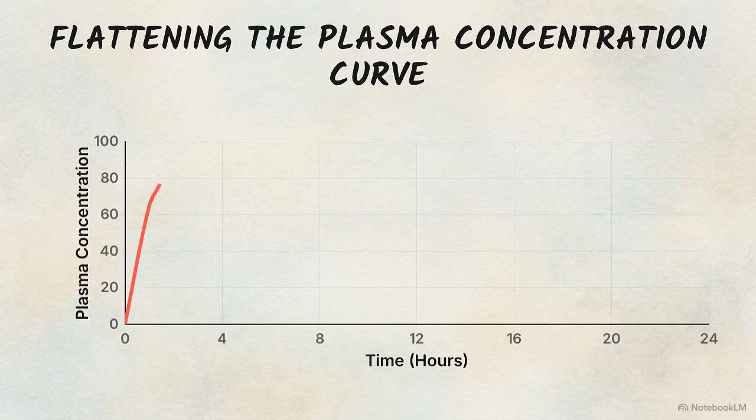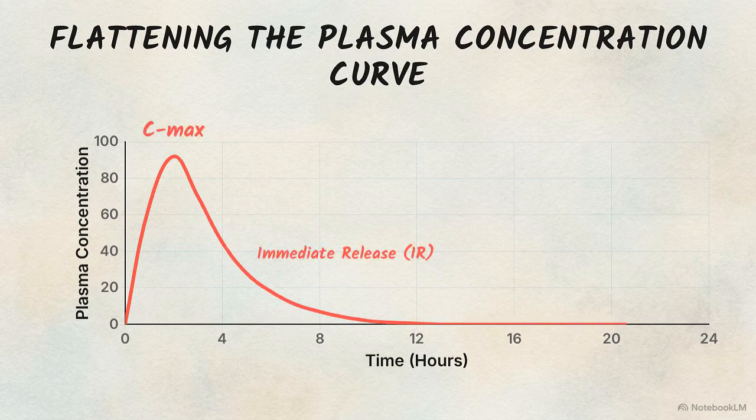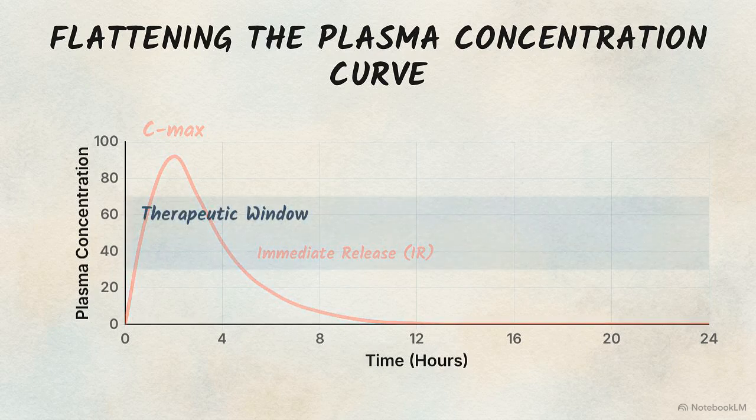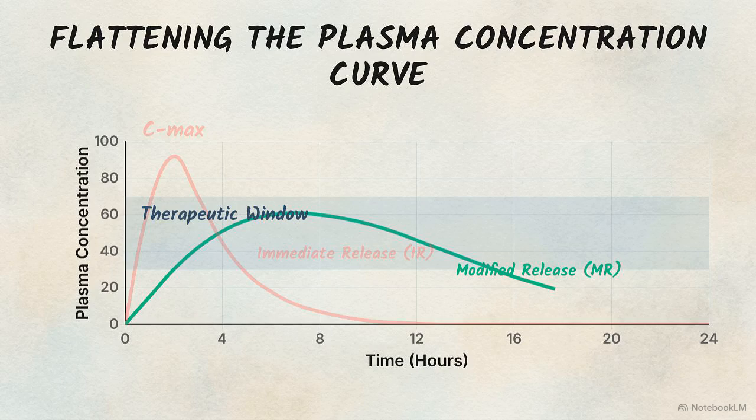We see an immediate-release plasma curve generating a sharp peak, known as Cmax, and then a rapid drop. Overlaid here is the horizontal therapeutic window. The overarching objective of any modified-release formulation is to alter the drug's input rate, flattening that curve to keep the plasma concentration safely within this horizontal band throughout the dosing interval.